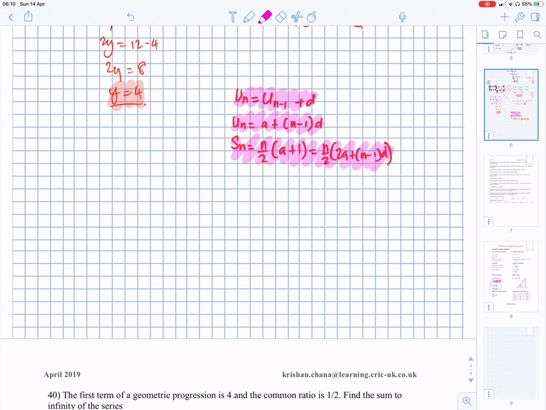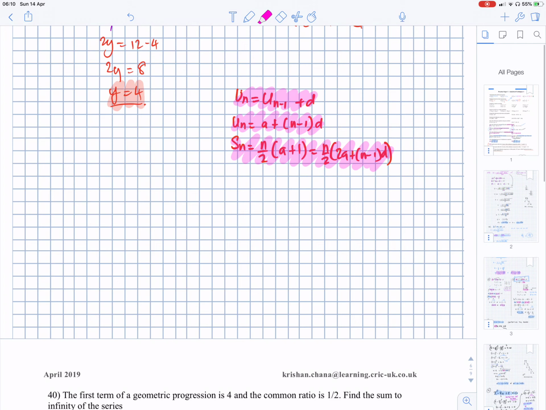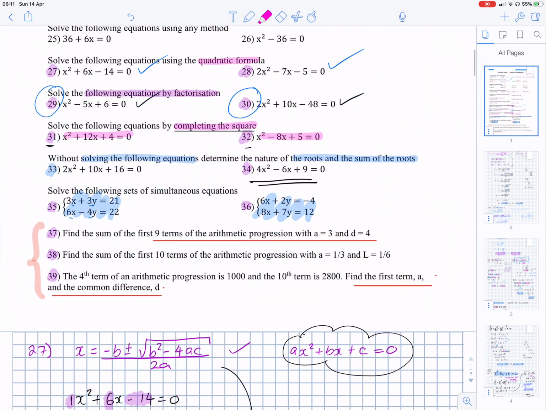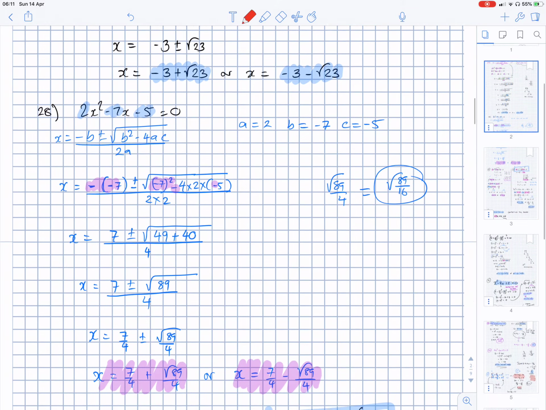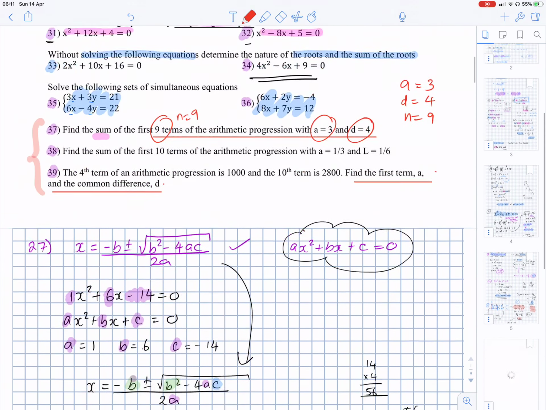Right, so what is the question, by the way? The question is number 37. Find the sum of the first 9 terms, so n equals 9, of the arithmetic progression with a equals 3 and d equals 4. So a equals 3, d equals 4, n equals 9. Okay, how shall we do this?